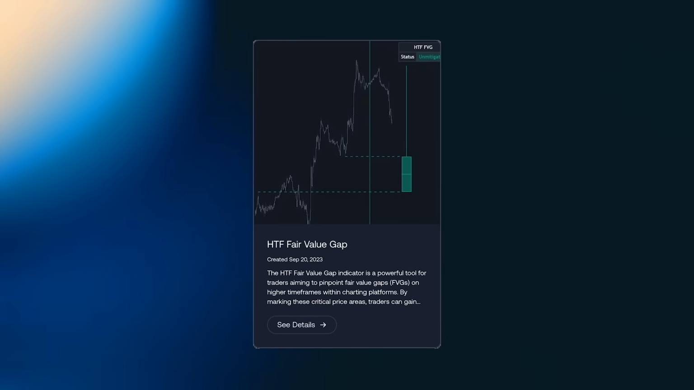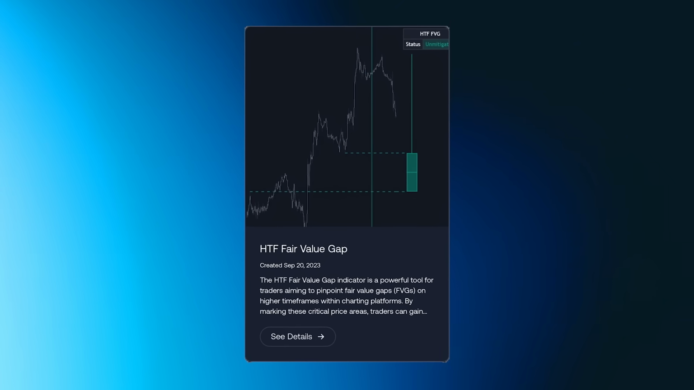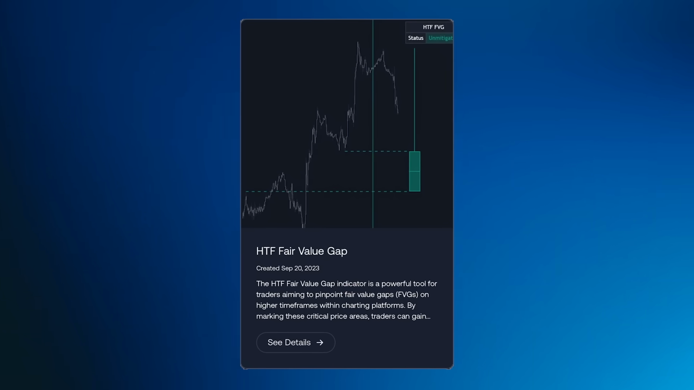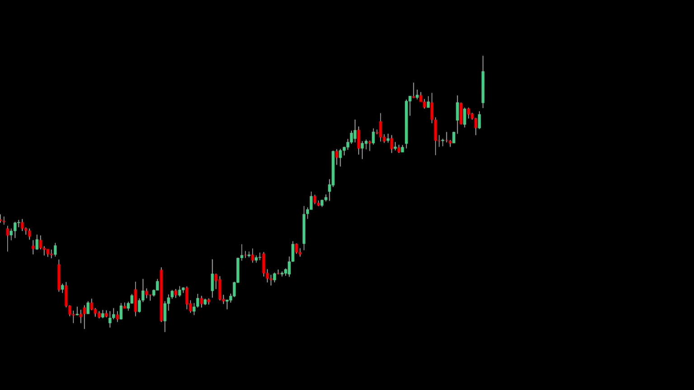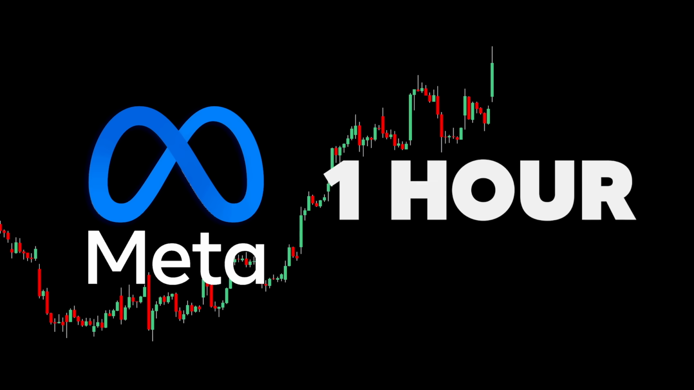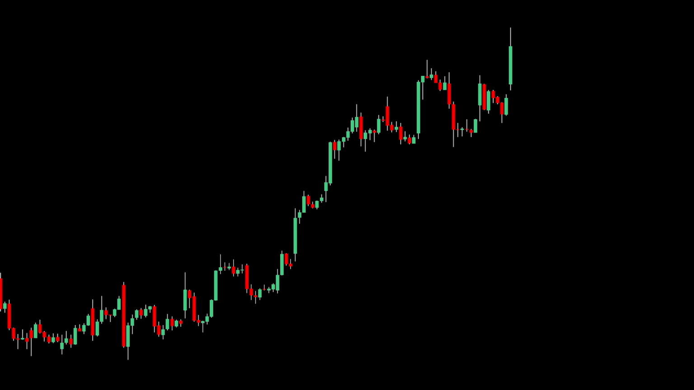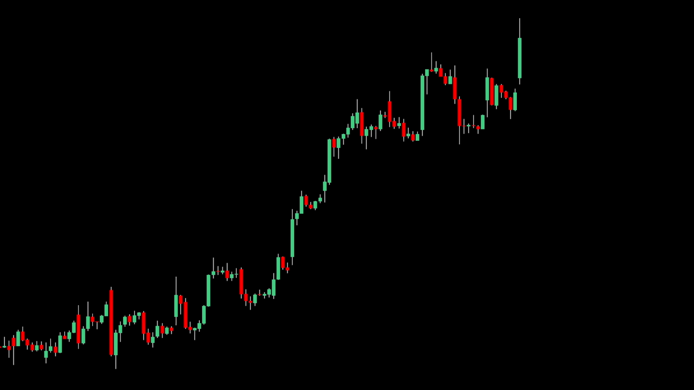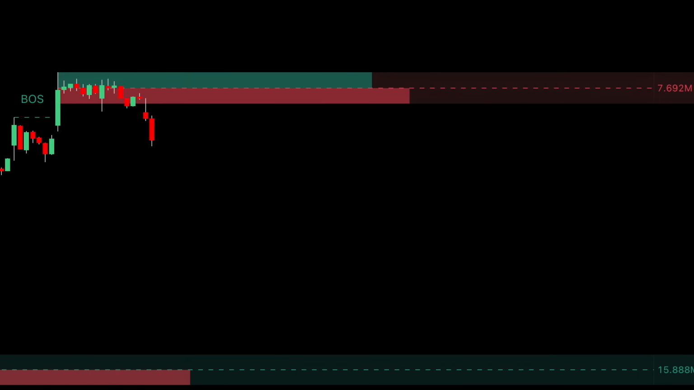Now that we understand how the indicator works, the next step is to see how it can actually be used in trading, and why it can be such a powerful tool for filtering out noise and focusing on the gaps that truly matter. In this example, we're looking at Meta on the 1-hour time frame. The first thing we notice is that the market is in a clear uptrend, following a strong and extended rally.